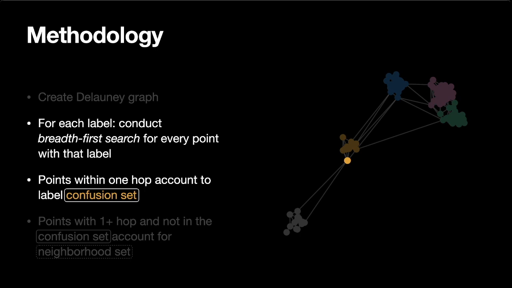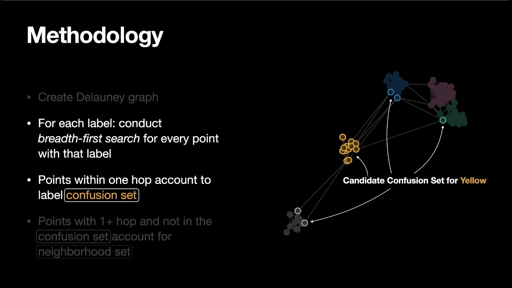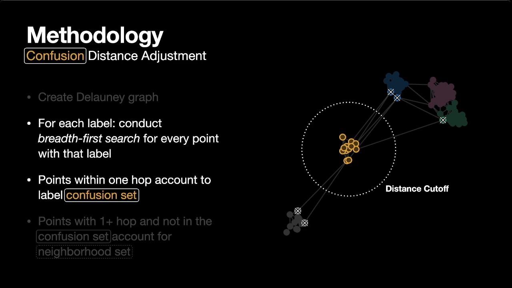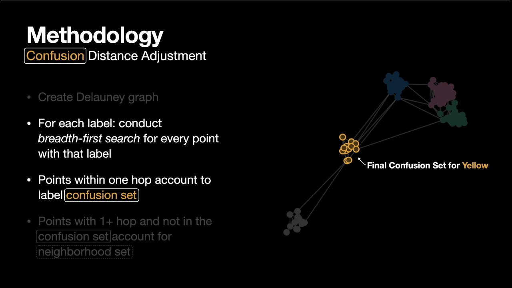We then move to the next point and repeat. And we move to the next point and repeat again, and we repeat this for all points that share the same label. When this iteration is complete for a given label, the union of all visited points defines the candidate confusion set. We then apply a distance cutoff based off the average distance between the labels of the same type. And then the final confusion set thus includes only those additional points which maintain similar distances to labels of the same type.